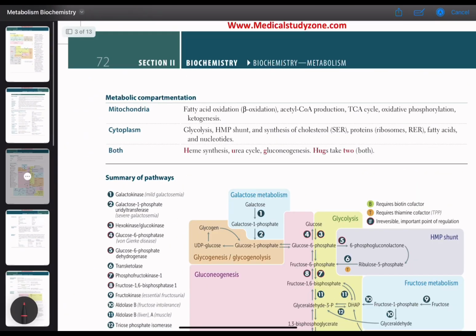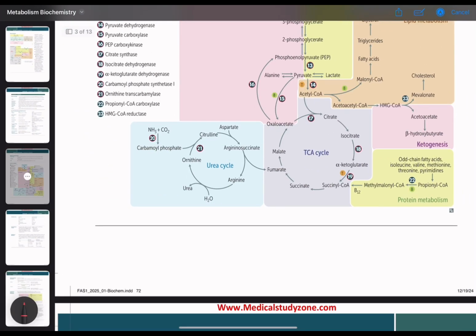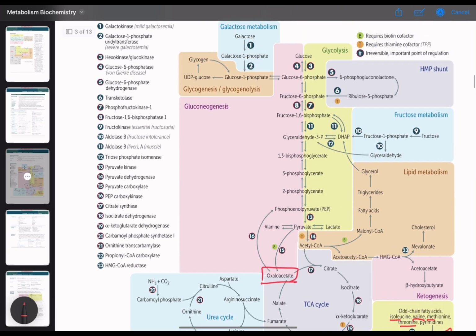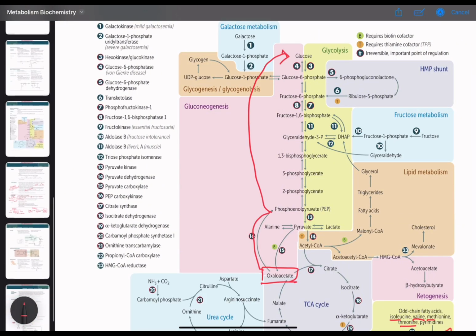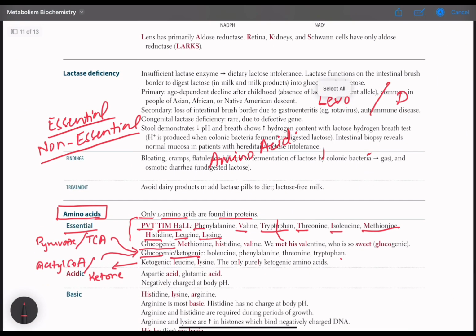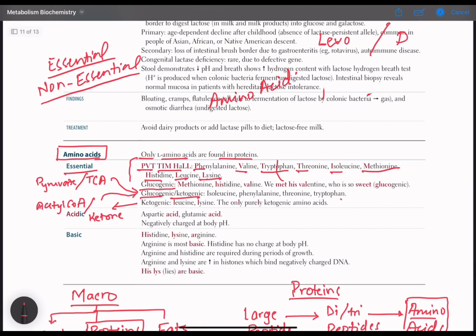If you look over here, like the VOMIT mnemonic, valine, isoleucine, methionine, threonine, they are converted into propionyl CoA, which goes on to develop into methylmalonyl CoA and succinyl CoA, which goes on to develop into oxaloacetate and phosphoenolpyruvate, and at last into glucose. So this was all about glucogenic amino acids. Then we have ketogenic. Ketogenic are converted into acetyl CoA or ketone bodies.